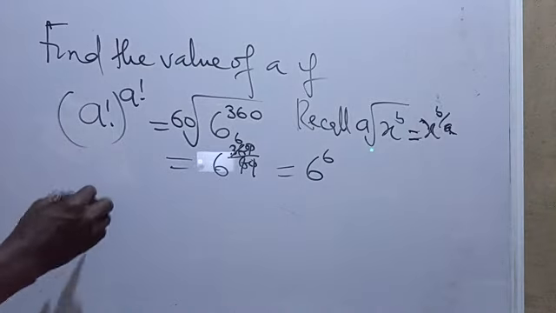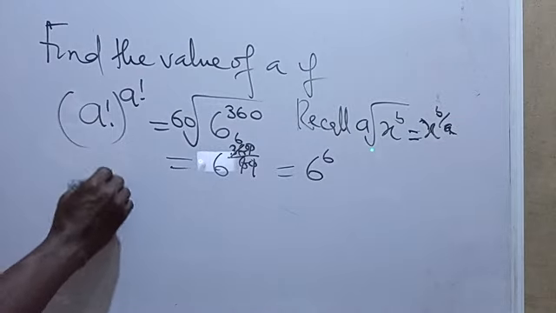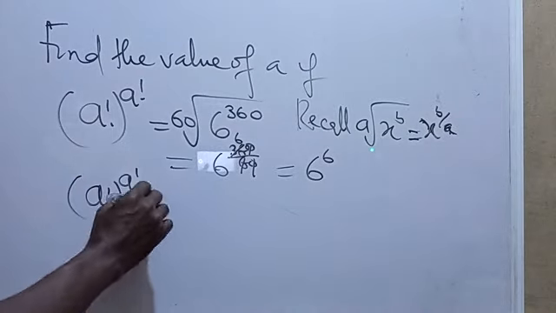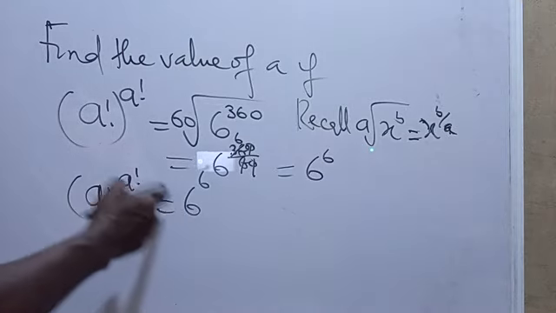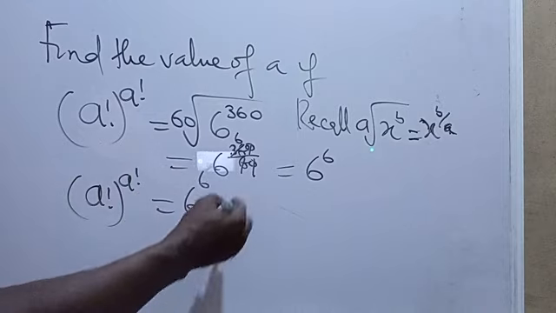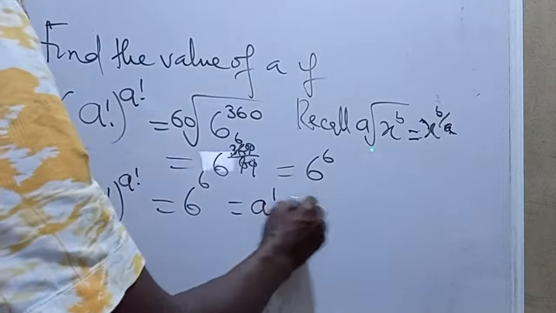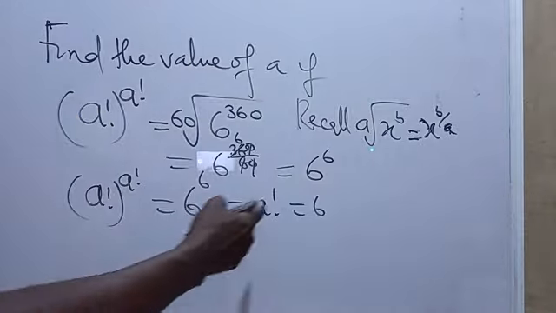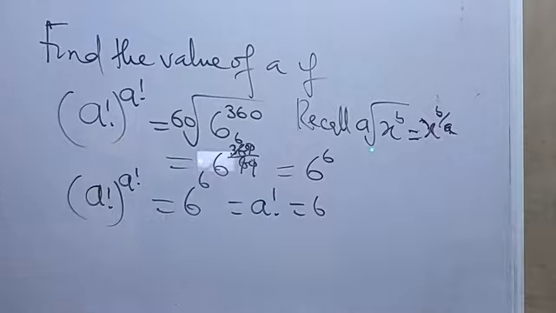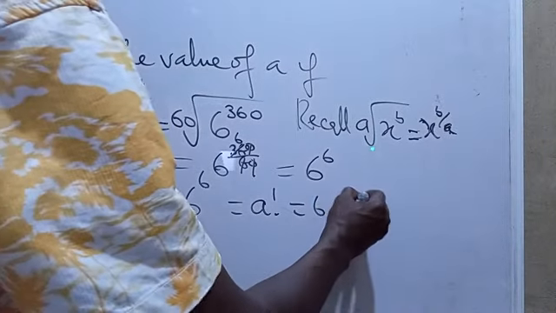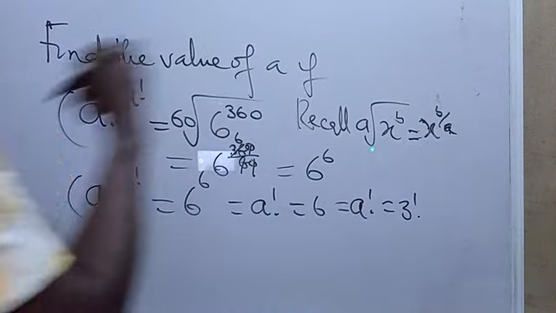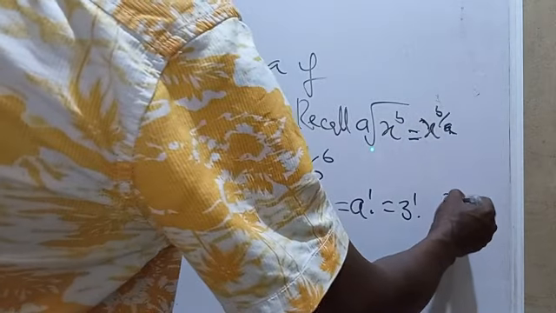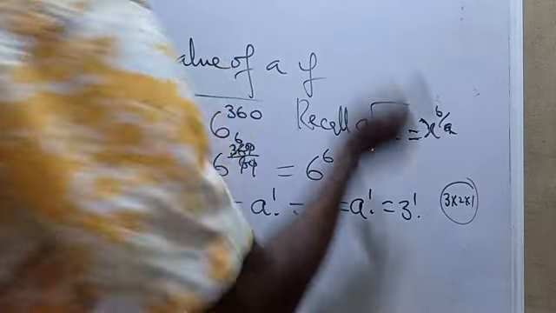Okay. So that means that a factorial raised by a factorial is now 6 raised by 6. Now, comparing the bases, a factorial is equal to 6, and the exponent a factorial is equal to 6. So we can say that a factorial is equal to 6. And so, how do we write 6 in form of a factorial? So we can say that a factorial is equal to 3 factorial, because 3 factorial will give us 6. That is 3 times 2 times 1. That is 3 factorial. That gives us 6.